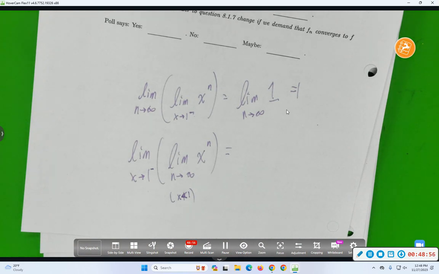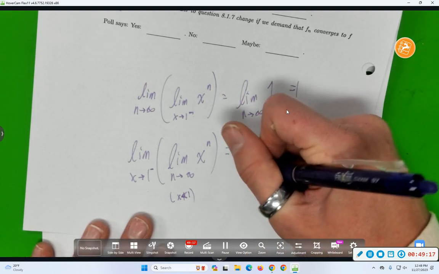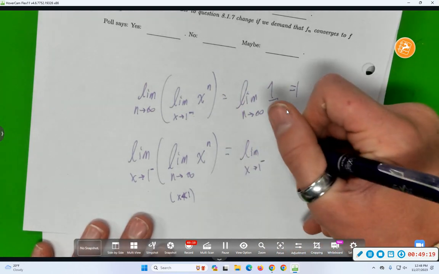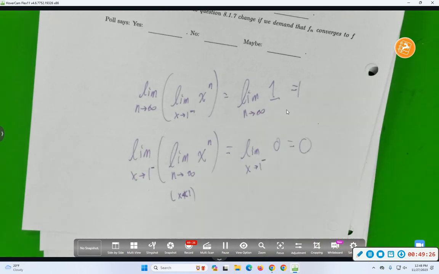If you take an x strictly less than 1, then what's the limit as n goes to infinity of x to the n? 0. Right, if x is like 0.95, you raise that to bigger and bigger powers, that goes to 0. So this becomes the limit as x goes to 1 from below of 0. And what is that? Cool. Can you always reverse the order of limits like that?